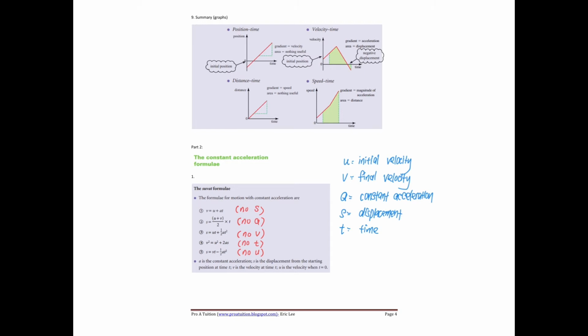So out of the 5 quantities here, when you use these formulae, remember, a is a constant acceleration. s is the displacement from the starting position, at time t, and v is the velocity at time t, which is the final velocity. u is the velocity when t equal to 0. So just keep these formulae first and we move on.